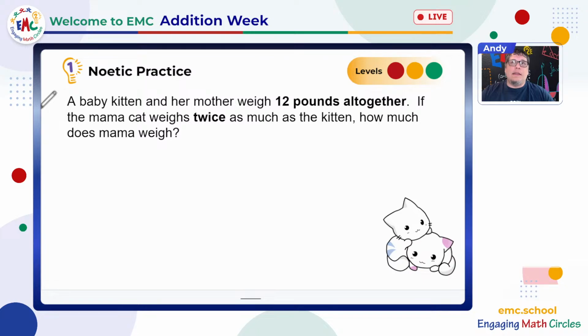Okay, a baby kitten and her mother weigh 12 pounds altogether. If the mama cat weighs twice as much as the kitten, how much does mama weigh? Okay, all together they weigh 12. And mama is double little baby.